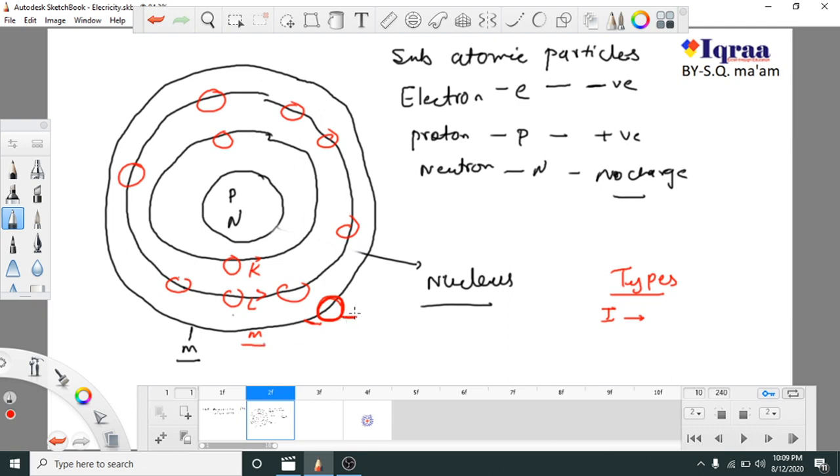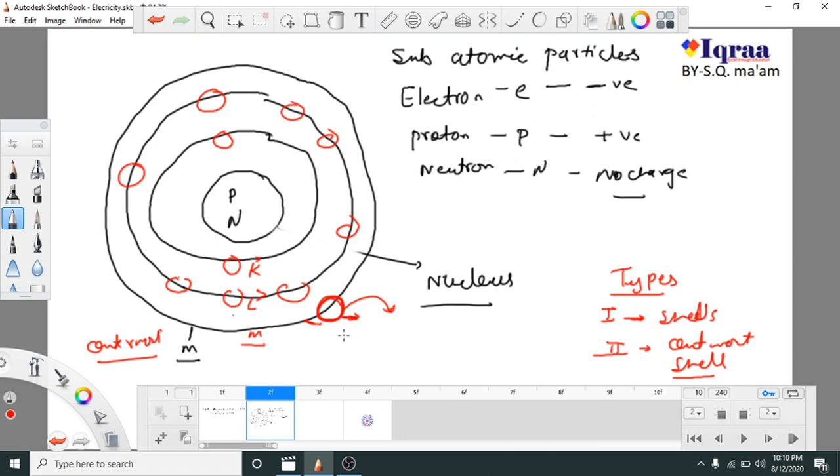So the first category of types of electrons includes all electrons, all of which can move in their corresponding shells. But the second category includes only those electrons which are present on the outermost shell, and they can move out from their atom. This electron can move out from the atom.